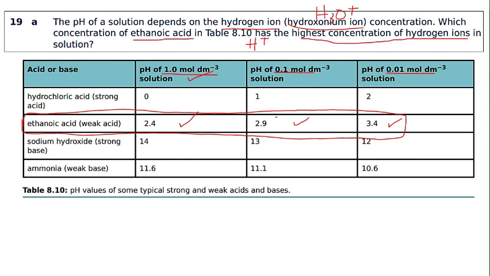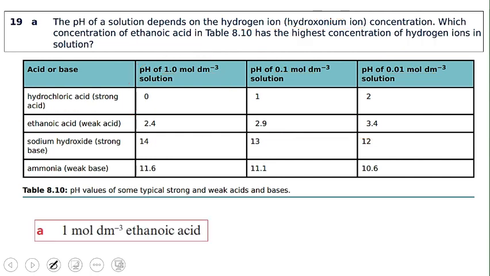So from these three solutions, 1 mole per dm cube, 0.1 and 0.01, we have to tell which concentration has the highest hydrogen ions. When we have 1 mole per dm cube, it means the concentrated solution, or less dilution, and also less pH. It means this solution will have the highest concentration of hydrogen ions, because it is 1 mole per dm cube and it is pH 2.4. So 1 mole per dm cube ethanoic acid at pH 2.4 will have the highest hydrogen ions of all three ethanoic acids.